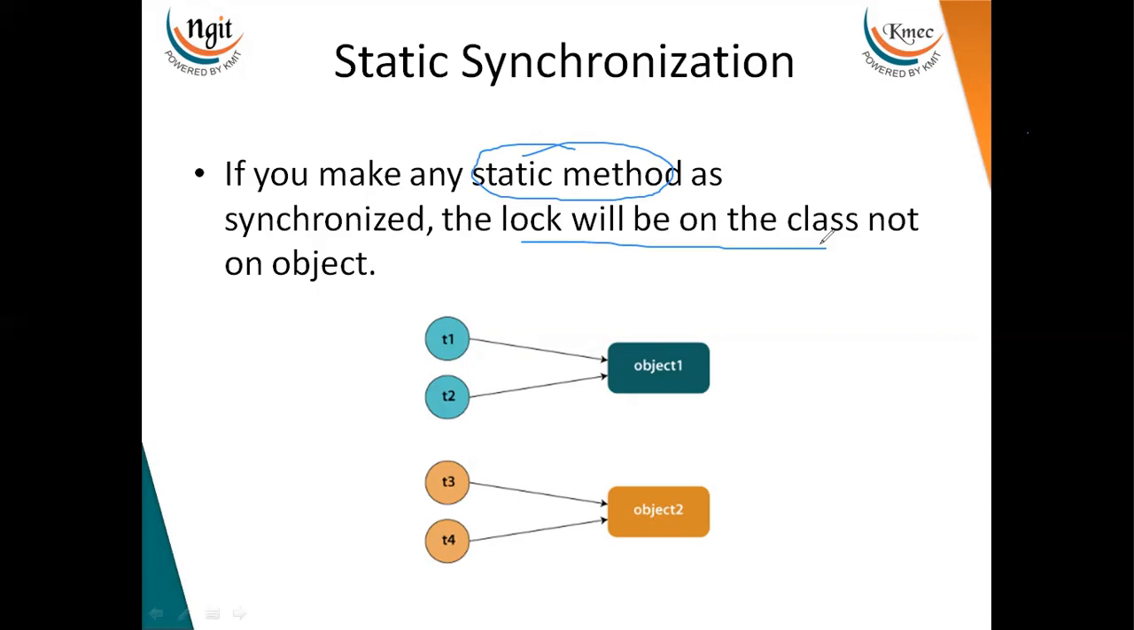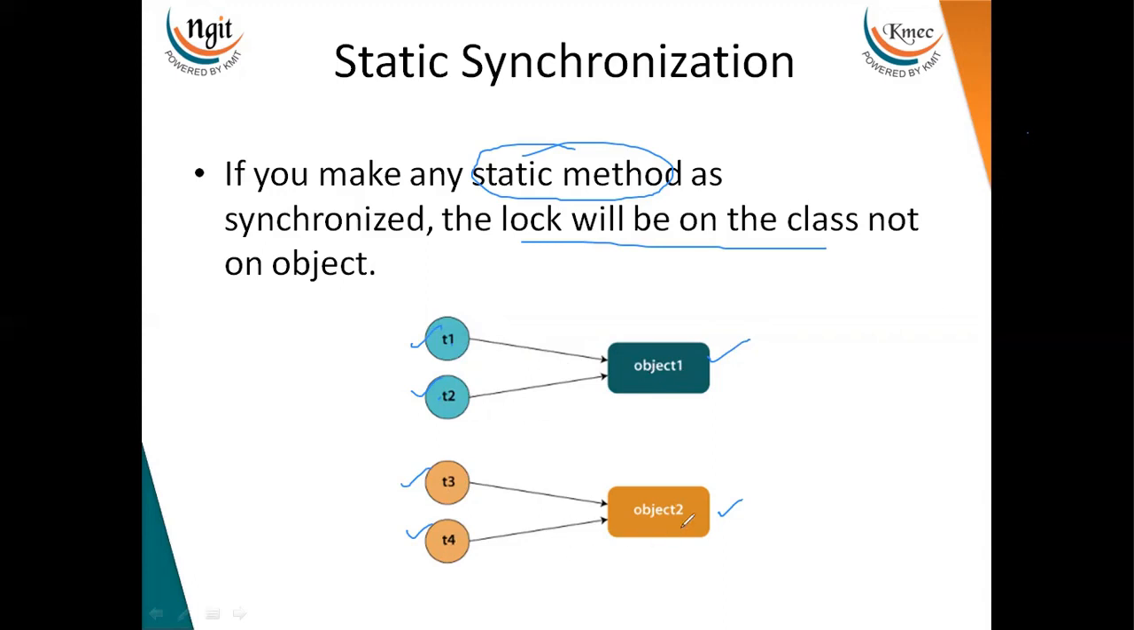So the problem without static synchronization is, let's say we have T1, T2, T3, T4. These are the four threads. T1, T2 are the two threads which are acting on object 1. T3, T4 are acting on object 2, right? So if you make this object synchronized, what will happen? We can avoid the interference of T1 and T2. If T1 is executing, then T2 will hold, and if T2 is executing, then T1 will hold, right?